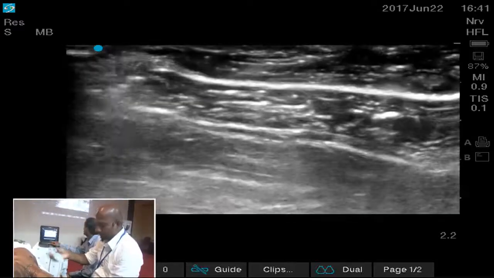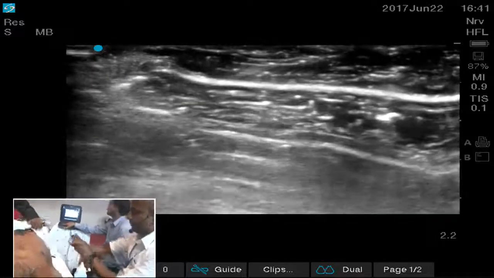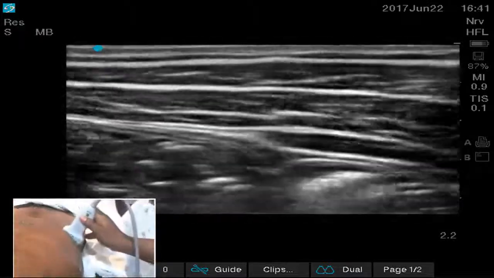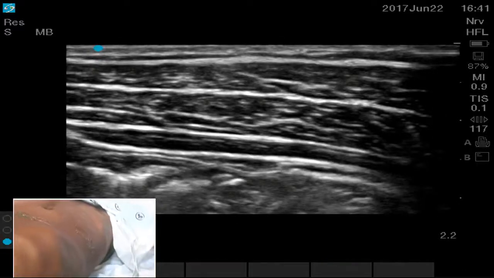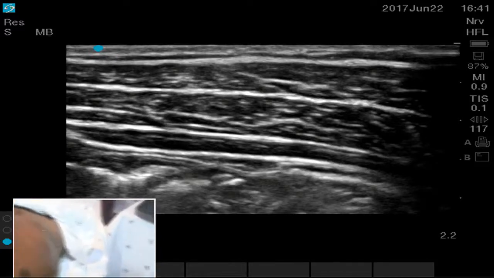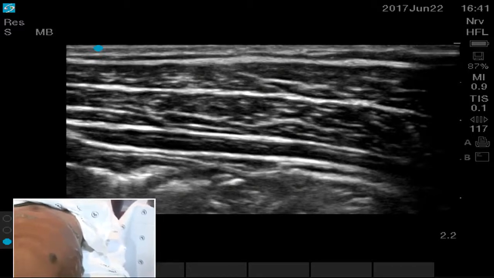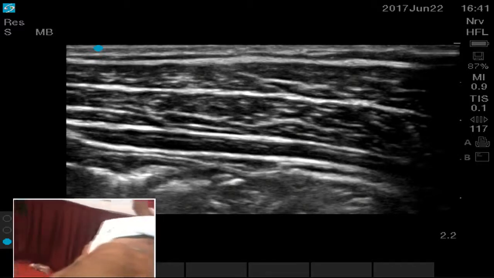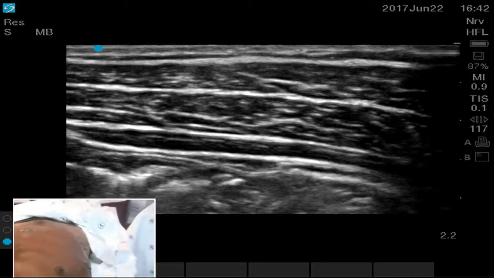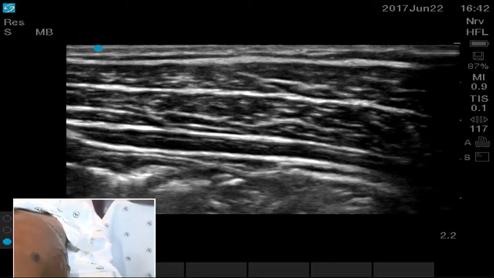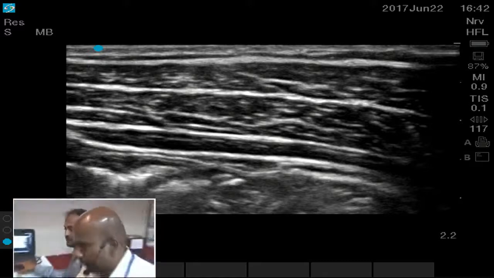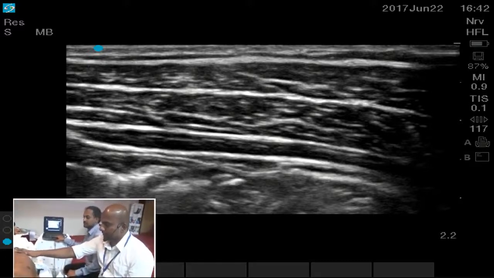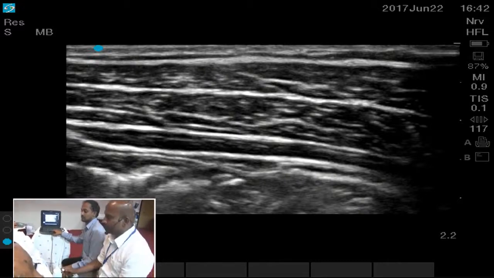Unfreeze. For the TAP block, we have to identify all three muscles of the abdominal wall. I'll come, freeze it. So now you are seeing three muscles: the external oblique, internal oblique, and transversus abdominis, and this is the peritoneum and peritoneal cavity. From below it is transversus abdominis, internal oblique and external oblique. The thickest muscle is the internal oblique, and the plane between the internal oblique and the transversus abdominis is the TAP plane. If you put 15 to 20 ml of local there, you can block the T10, T11, T12 nerves. So that is for the TAP.